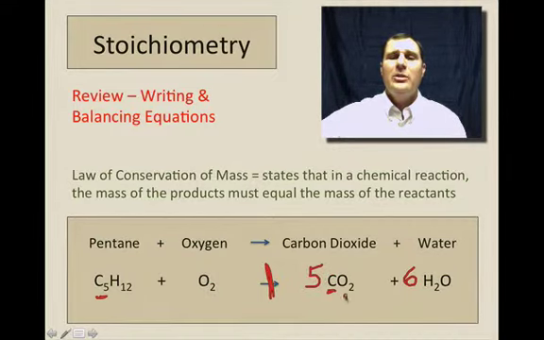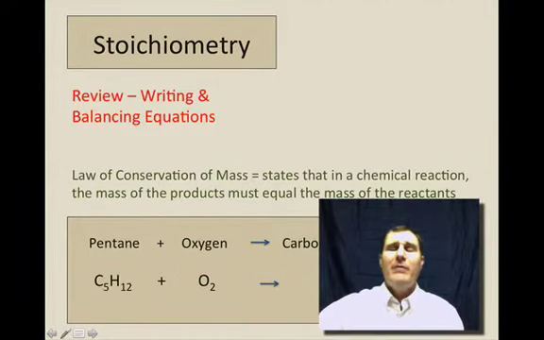5 times 2, I have 10 oxygens right here. 6 times 1, I have 6 oxygens right there. So on the product side of the equation, I have 16 oxygens. Well, I only have 2 on the reactant side, so I have to put this here, and now I've got 16. So now this equation is balanced, and everybody's pretty happy.